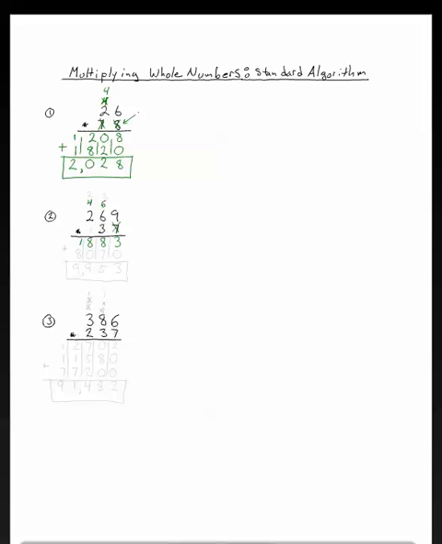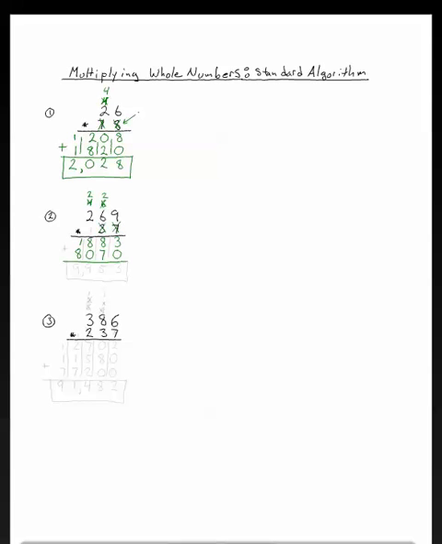We're done with our 7, so we cross it out, and also get rid of those digits that you carried. Now we're moving on to the 3, and the 3 is in the tens place, so we need a 0 in our next row. 9 times 3 is 27, so we write down our 7, carry our 2. 6 times 3 is 18. 18 plus 2 is 20. So we keep our 0, carry our 2. 2 times 3 is 6, plus the 2 is 8.